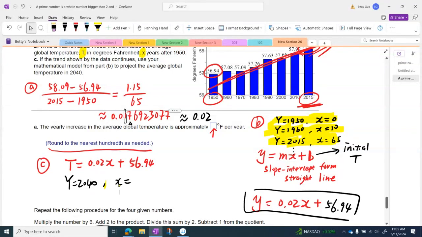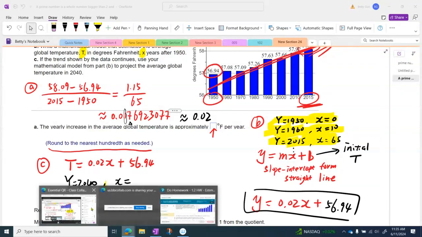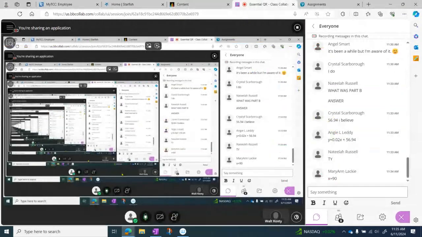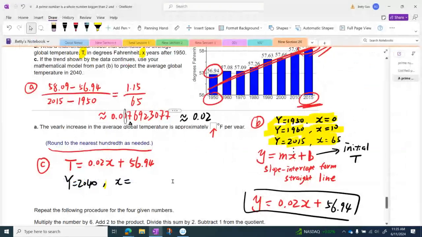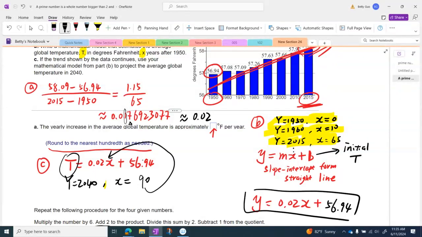My question was, what's the value of x when the year is 2040? 90. Awesome. Thank you, Mary Ann. That's correct. 90 years after 1950. So all we need to do, since part C is to predict the temperature, to predict the value of T, is plug in x equals 90. Okay, let's plug in.